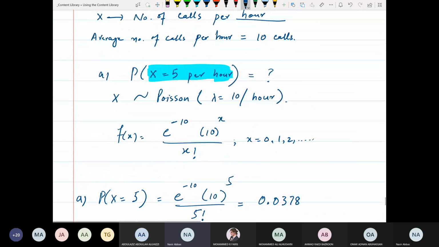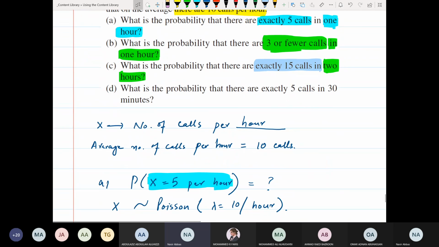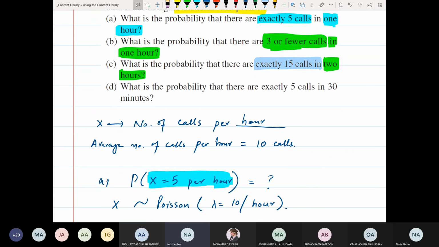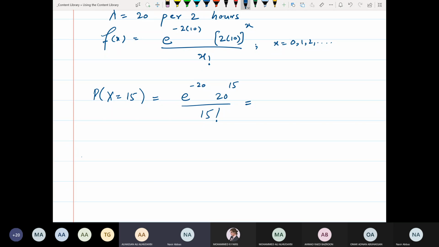Let us go on to part D. What is the probability that there are exactly 5 calls in 30 minutes? Again, the basic unit that was given in the question was per hour. But the question is saying exactly 5 calls in the next 30 minutes. If you are expecting 10 calls in 1 hour, how many calls are you expecting in 30 minutes? Five. Half of 10, 5, absolutely right.